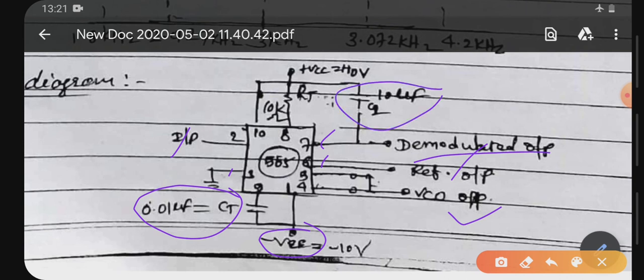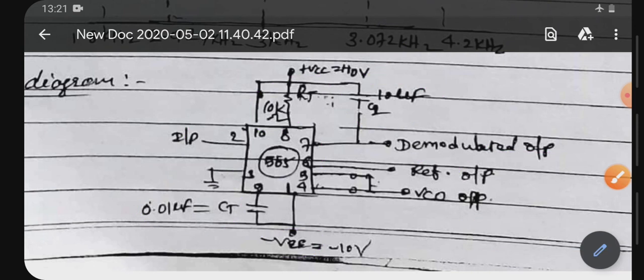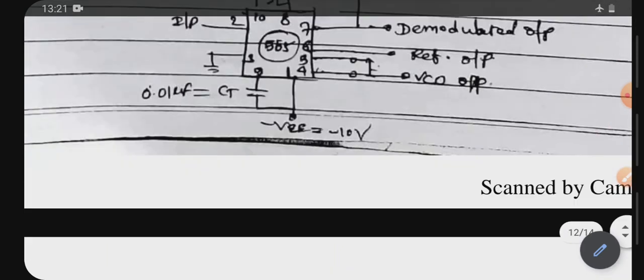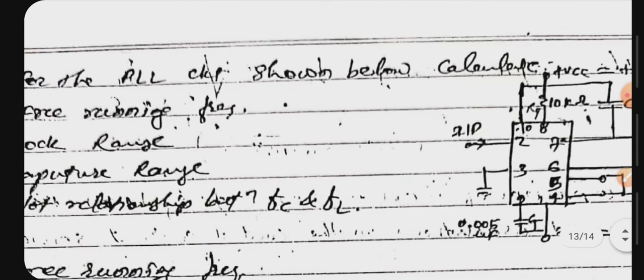There is a fixed capacitor value of C2 equal to 10 microfarad, which we have selected during the calculation, and RT we have calculated as 10 kilo ohm. VCC is given as 10 volt. Okay, so this is the final circuit diagram you have to draw when the problem is asked based on this. Okay, now let us move to the next problem.